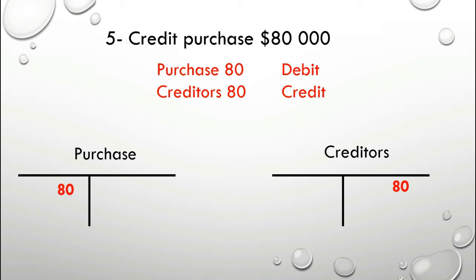So we know, because that's double entry. When there is a debit, there is always a credit. Like every action has a reaction, every debit has a credit. So 80,000 is matching with 80,000.